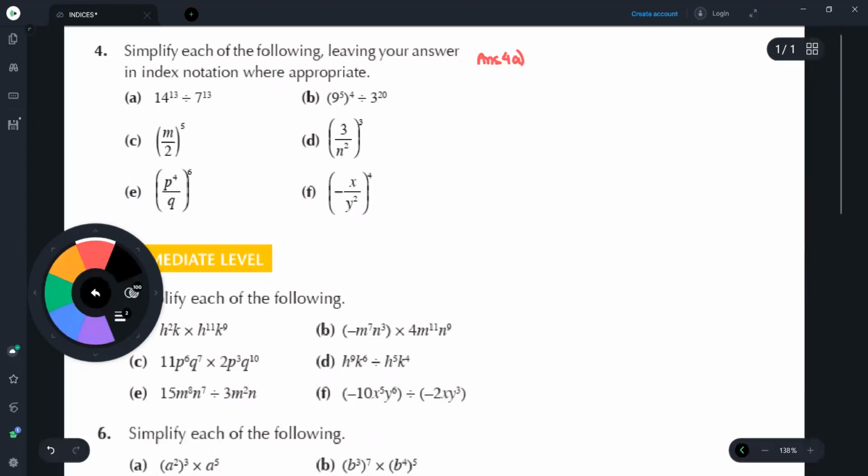Part A says 14 raised to the power 13 divided by 7 to the power 13. Are the bases same or are they different? Different. The bases are different. Are the powers same or different? Same. What you can do is you can divide the bases, multiply the bases, whatever is the question, and put out a common power. 7 one time, then 7 two times. Your final answer is going to be 2 raised to the power 13.